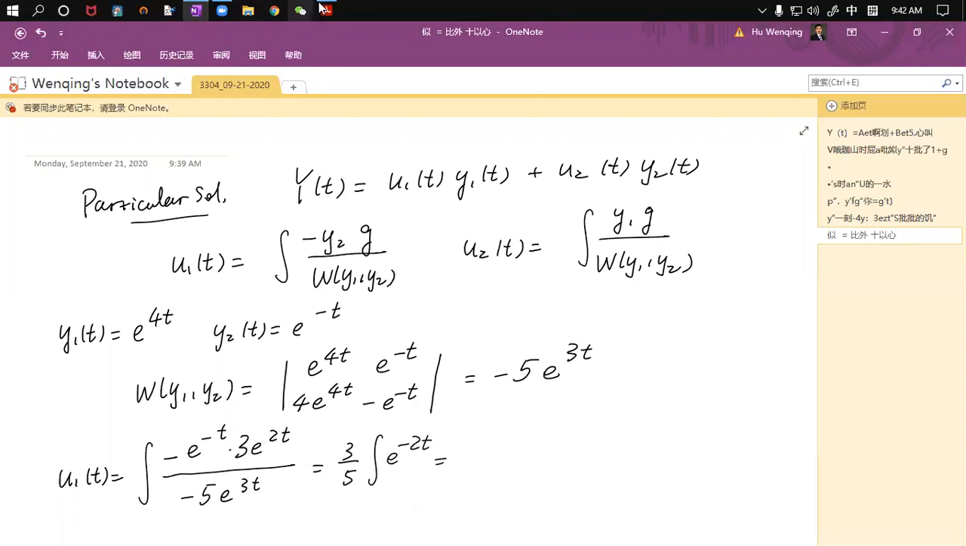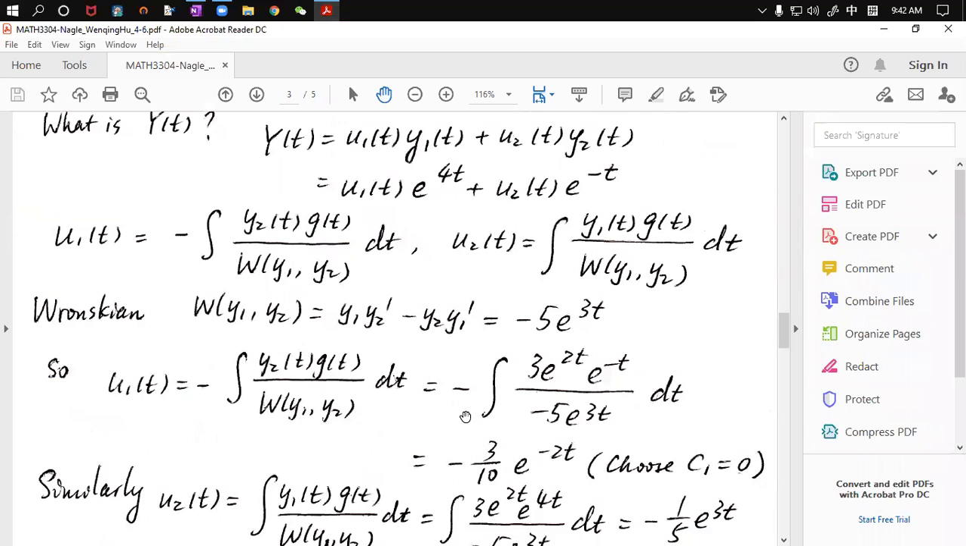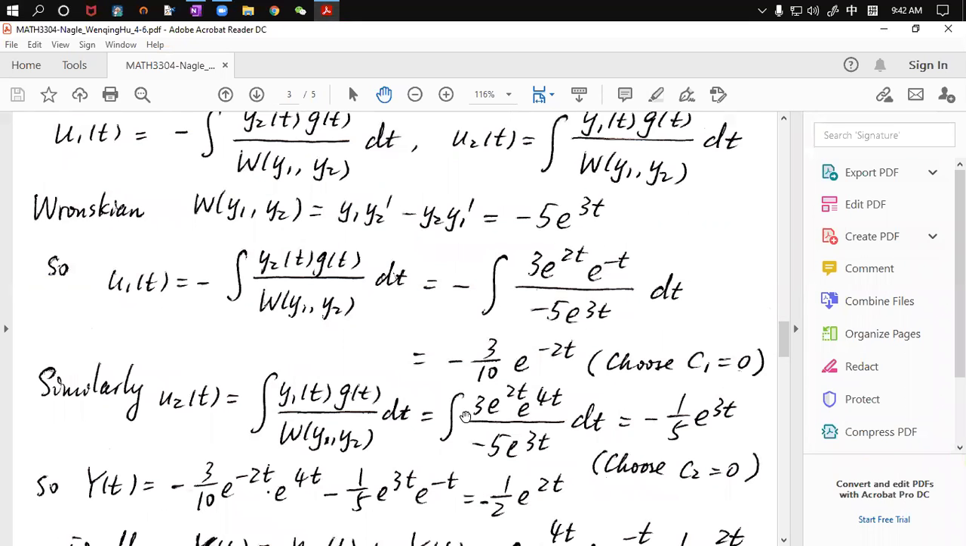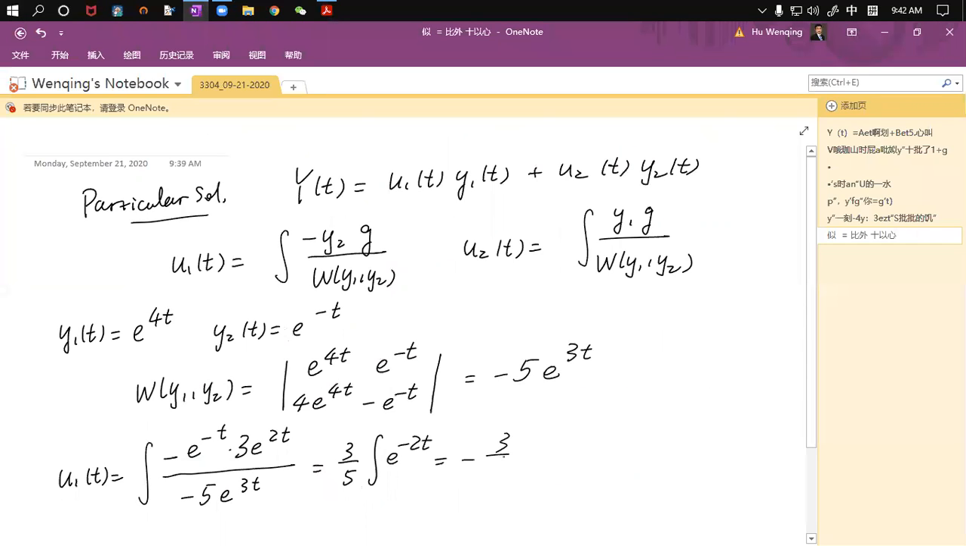So that's going to give you a solution, right? So it's minus 3 over 10, okay, so minus 3 over 10 e power minus 2t. Maybe plus constants, but we don't need a constant. Remember, this u1 of t and u2 of t can be chosen up to constants, as we explained. So that's going to be your u1 of t. And with the same rationale, you can calculate u2 of t, right?